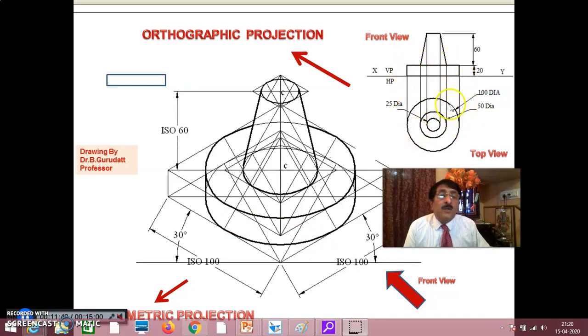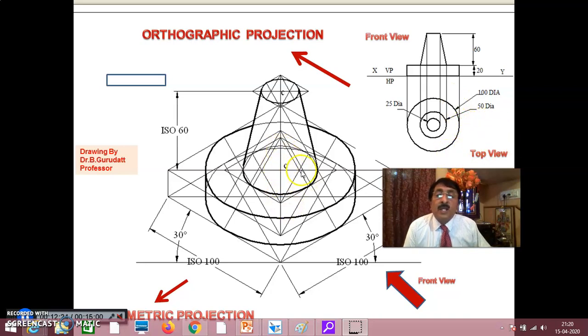Immediately take the projectors down, draw a circle of diameter 100. Okay, did you follow? When you are looking from here, a 100 by 20 rectangle represents the front view of the cylinder, and the 100 circle you draw will represent the top view. If you see the other way, looking at the top view as a circle and front view as a rectangle, you should know that it is a cylinder. Immediately you should know. This is the knowledge portion. This is how you have to understand the subject.